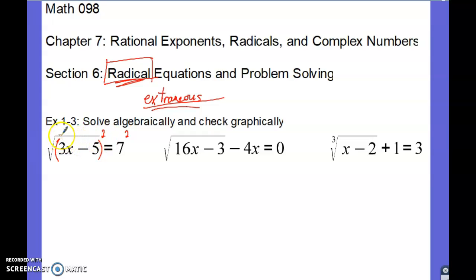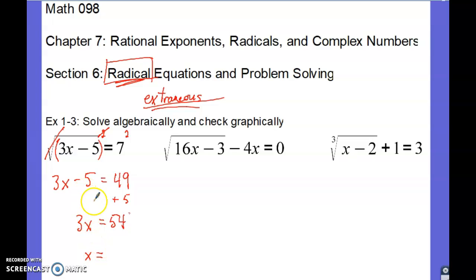So that's the main thing though, is to solve a radical equation, get the radical by itself, then square both sides. That way the radical will cancel out with the square. So we're left with 3x minus 5 on the left side is equal to 49. And then pretty straightforward from there. You add 5 over. So I add 5 to that. You get 54. And then divide both sides by 3.